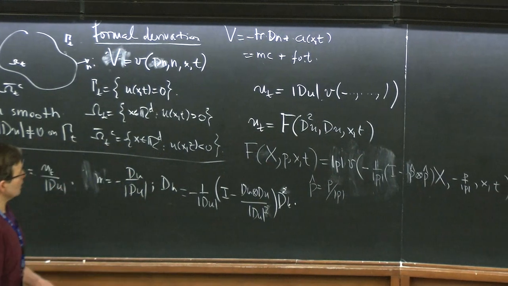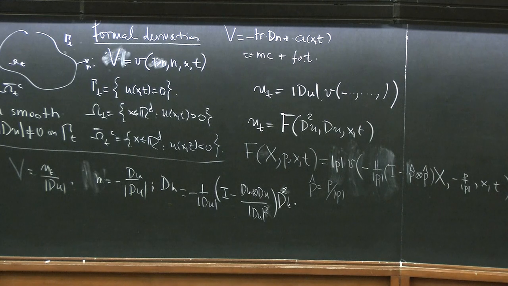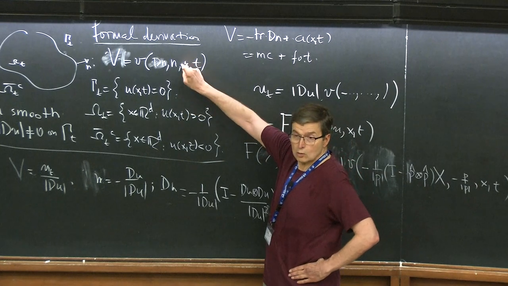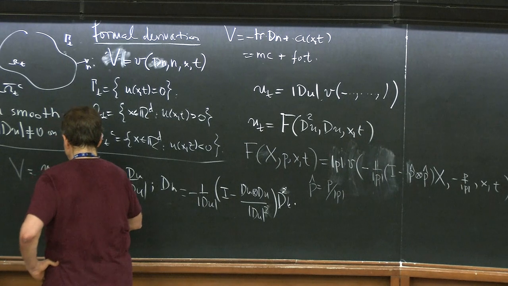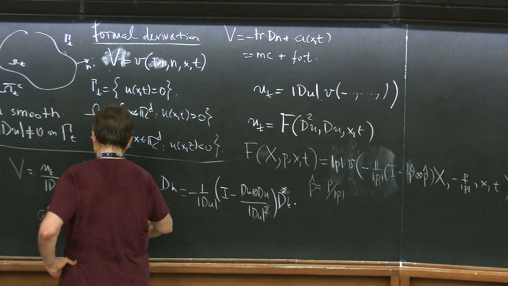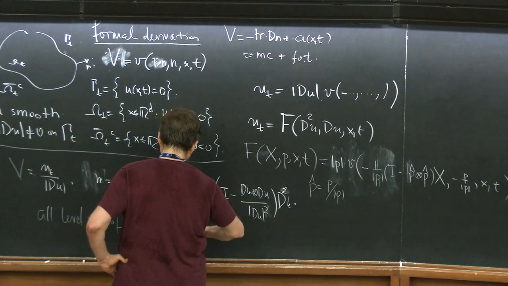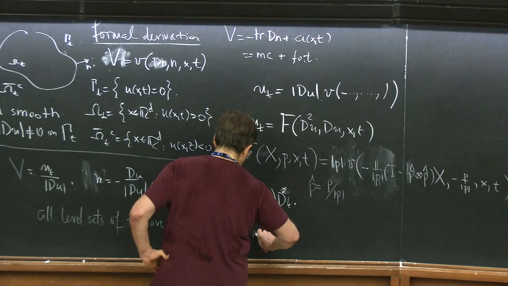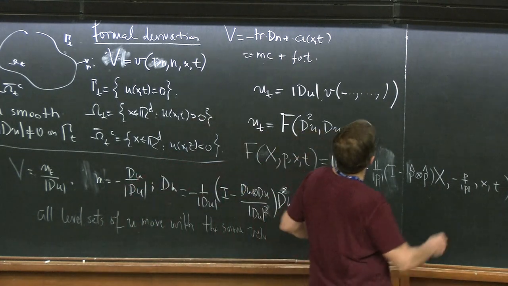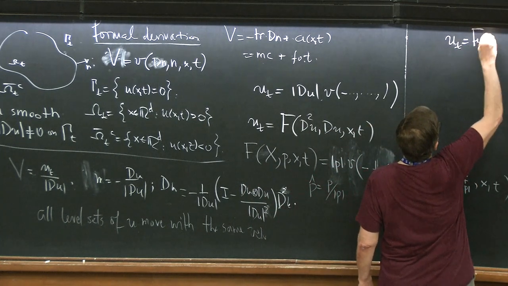Okay, so that's the F that you get from here. Now you make another assumption for the model: not only does the zero level set of the function move with this law, but you make the assumption that all level sets of u move with the same velocity. Which means that u will satisfy this equation everywhere.